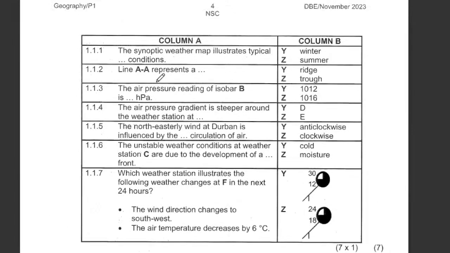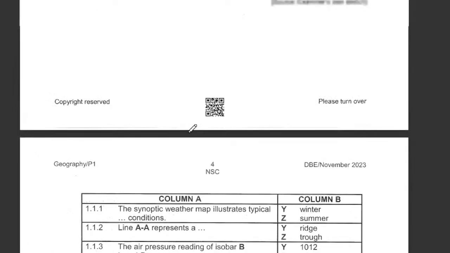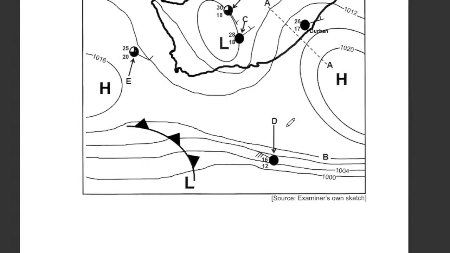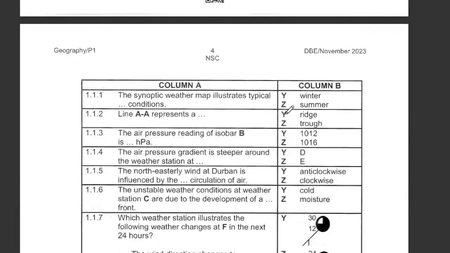Questions are here. 1.1.1. It says the synoptic weather map illustrates a typical condition. Which typical condition? Is it winter or summer? When we look at the map here, there is a thermal low in the interior, which we all know that the thermal low only develops in summer. And when you check the positioning of the anticyclones and the cold front, it clearly indicates that the map is summer because it's far away from the coast.